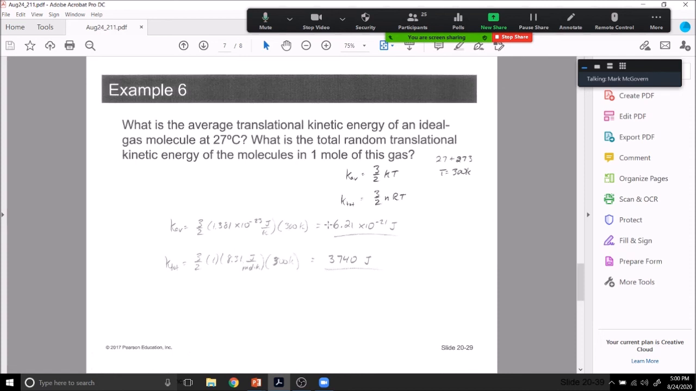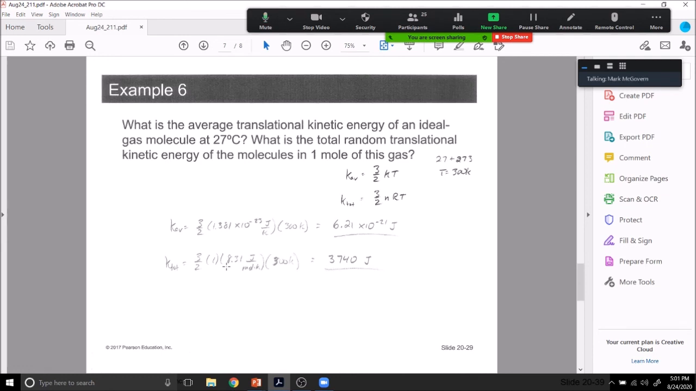All right, but then when it's with all its friends, we got a whole mole of these things. So what if you got an entire mole of this stuff? What I'm going to do here is 3/2 times 1 mole times 8.31, that's the gas constant, times the temperature. That works too. 3,740 joules. It's not too bad.